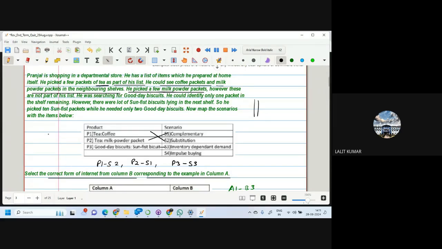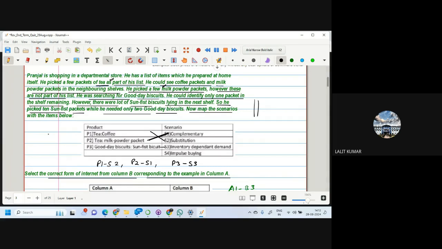So he has come for tea. He has purchased tea. He's taking milk. So milk and tea are complementary. However, these are not part of his list. He was searching for Good Day biscuits. He could identify only one packet remaining on the shelf. However, there were a lot of Sunfish biscuits lying on the next shelf. So he picked 10 Sunfish packets, while he needed only two Good Day biscuits.